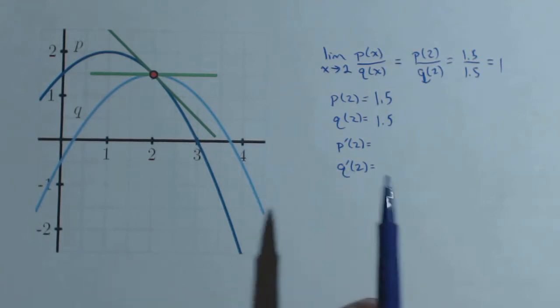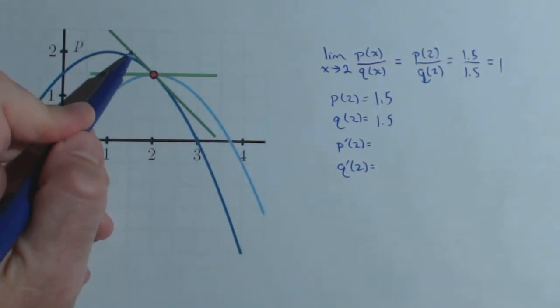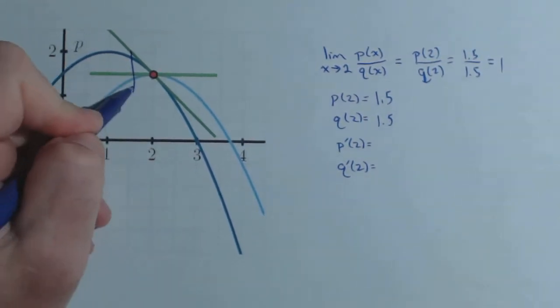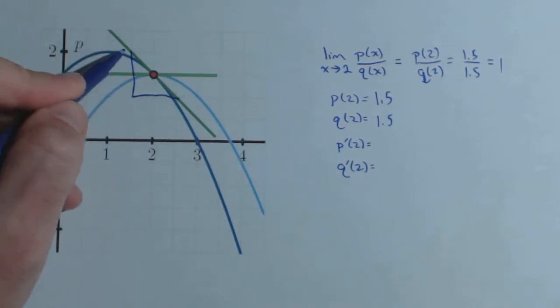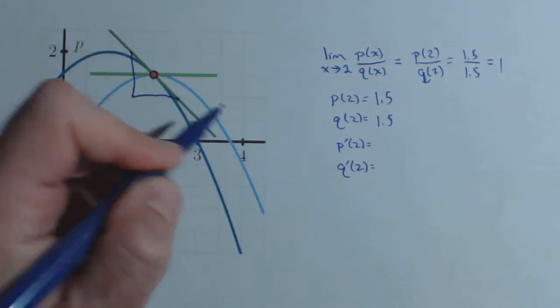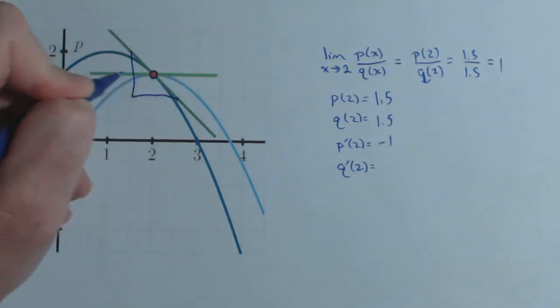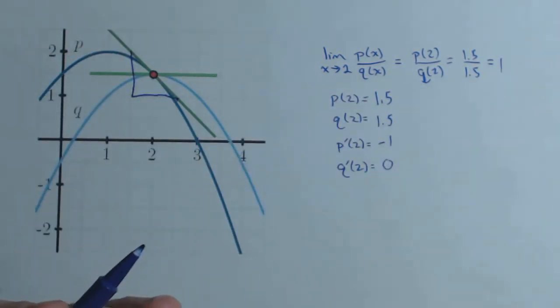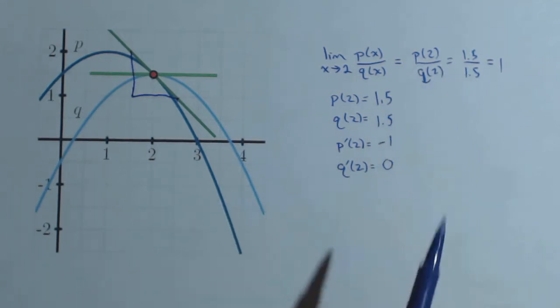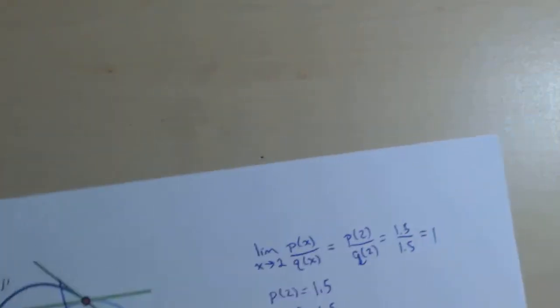Now if we did want to calculate these, p prime of 2, here's our line. So let's pick out a couple of points. So it goes down 1 and over 1, so it's got a slope of -1. And we see that q has a horizontal tangent at 2, so it's 0, but we didn't need those because this was not an indeterminate form. In fact, we could solve it via direct substitution. Let's take a look at one more.